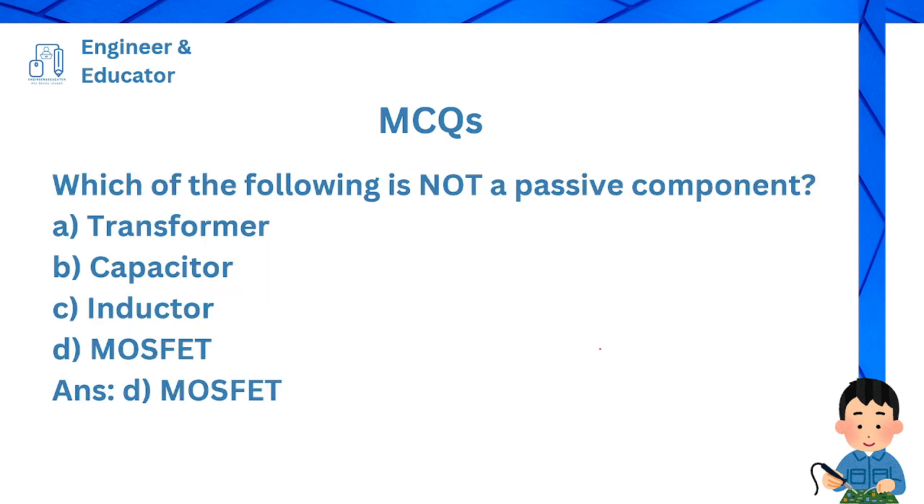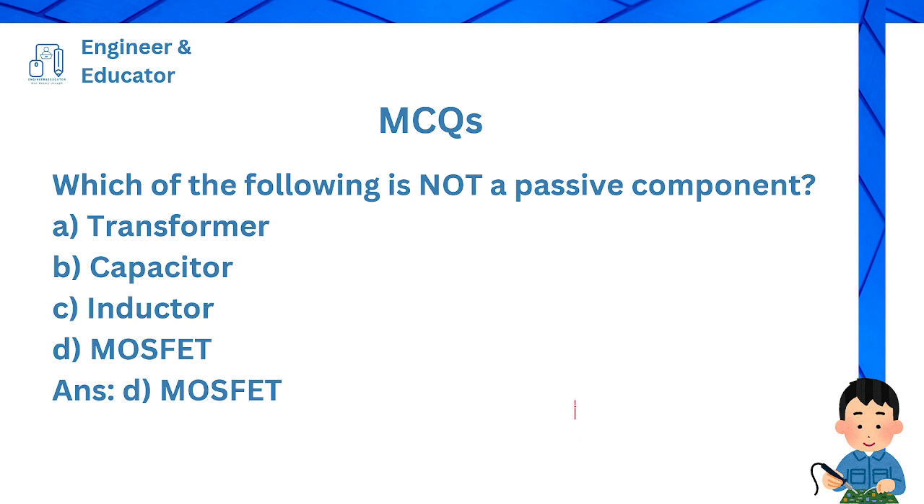Next one, which of the following is not a passive component? You have transformer, capacitor, inductor, and MOSFET here. Transformer, capacitor, and inductor we have studied as examples of passive components. What is not a passive component here? MOSFET. What is the full form of MOSFET?